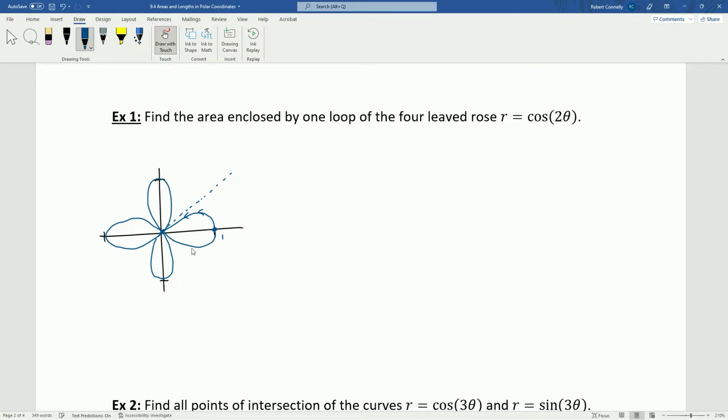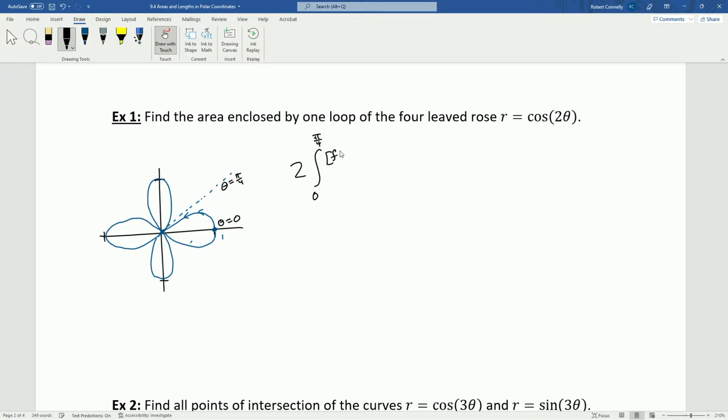Now, there's a lot of ways we could set this up, intervals we could pick. But one of the things I'm going to point out here is that each of these leaves, each of these loops, is symmetric over the axis that it's sitting on. So I can actually make things a lot easier for myself by just doubling the area of half of one of these. If I take this angle here, it's theta equals 0 and theta equals pi over 4, I'll just double the area I get from that, and that'll give me the area of the entire loop.